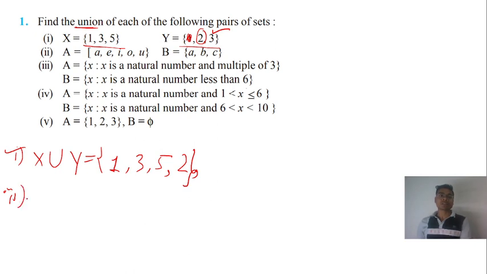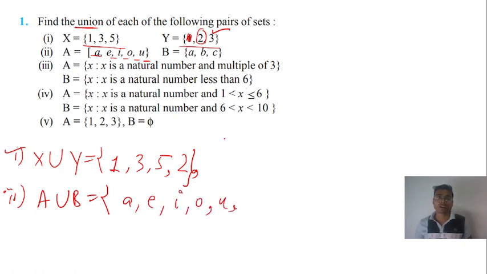Similarly, you will have to write the other questions, that is A union B is equal to {a, e, i, o, u}. So we will write a, e, i, o, u, and after these we will write down the elements of set B. We already wrote a here, so we will not write it again, but b and c we didn't write, so we will write b and c in the following elements.